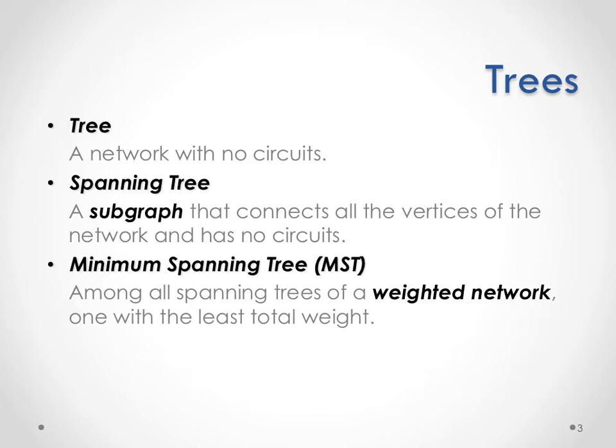And actually, let me go ahead and draw that. So this is a simple example of a tree. Same type of terminology. Remember, the dots are vertices and the lines are edges, but we're going to call them nodes and links. So that is a simple tree. It's a network with no circuits.